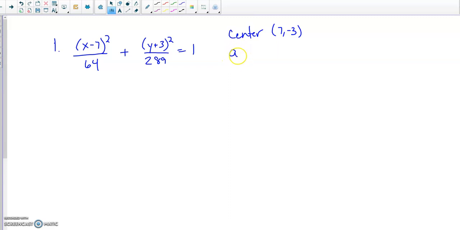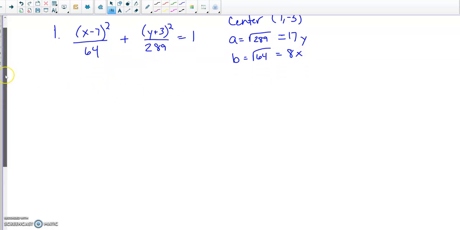A for an ellipse is always the biggest number. So that's 289. The square root of 289 is 17. Now you see how it's under the y value? So we know that's going to go to y. So b is going to be the square root of 64, which is 8, and it's under x.